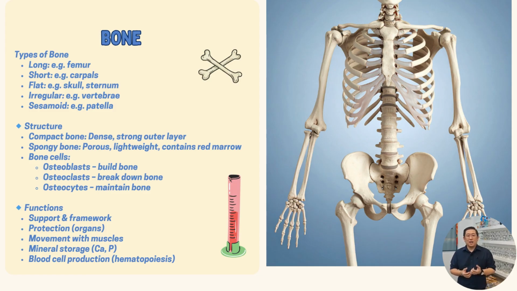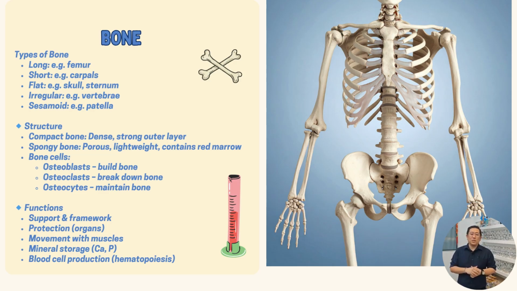There are also 3 main types of bone cells. First is the osteoblast, which builds new bone tissue. Second is the osteoclast, which breaks down and removes old bone tissue. The third is the osteocyte, which maintains bone structure and nutrient exchange.